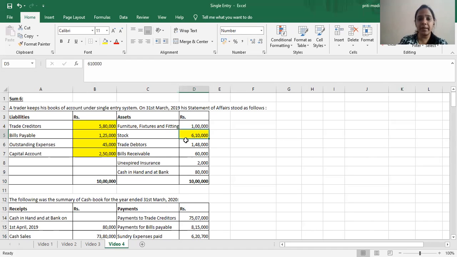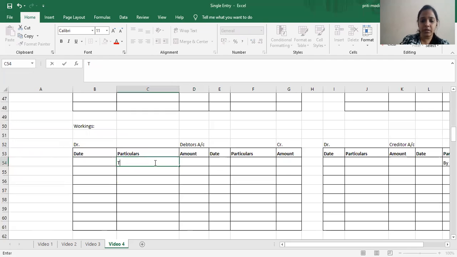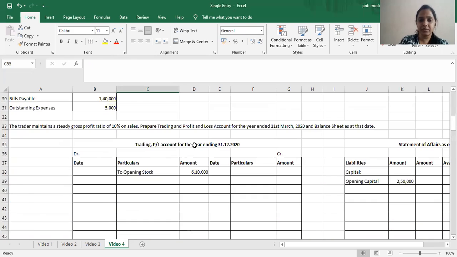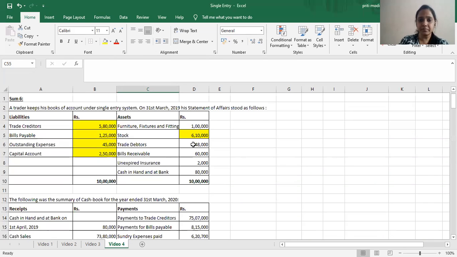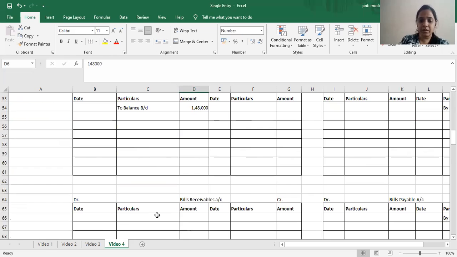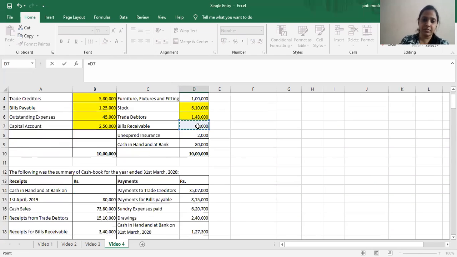Trade debtors, opening balance is given, going to our debtors account. So we have over here to balance BD. That is 1,48,000. This is done over here. Bills receivable 60,000, again an asset, going to balance BD. To balance BD 60,000. This is also done.